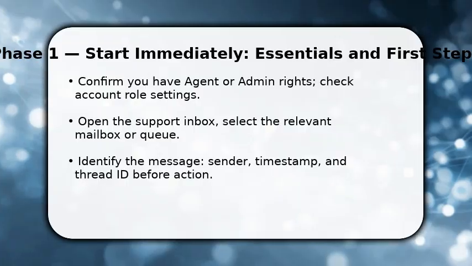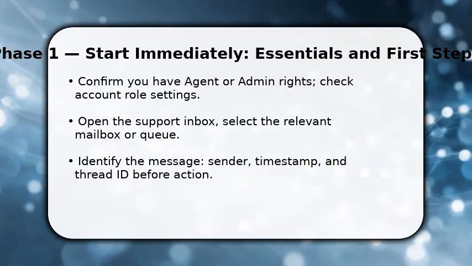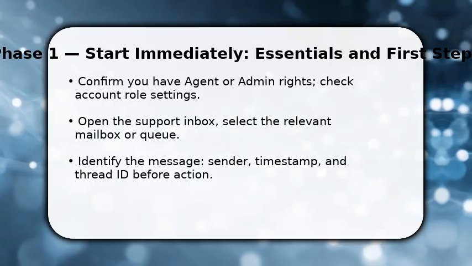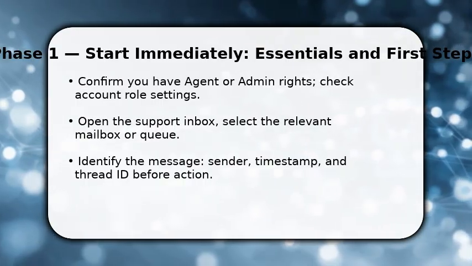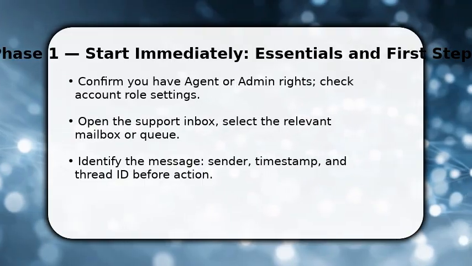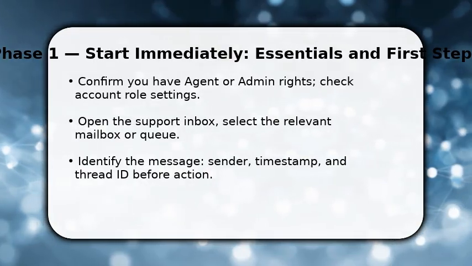You start with required access. Make sure you have agent or admin rights because deletion often needs higher permission. Once confirmed, open the support inbox and navigate to the specific mailbox or queue where the message lives. Then locate the exact message by sender, timestamp, and thread ID so you act on the correct item. This avoids removing the wrong record.